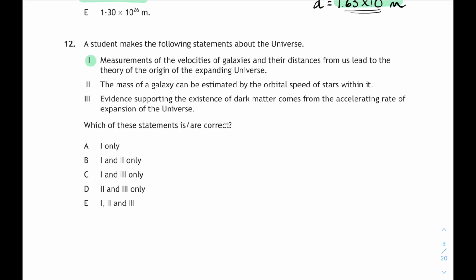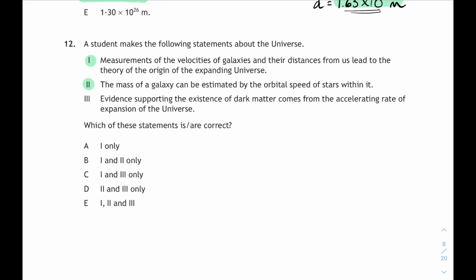Statement 2, the mass of a galaxy can be estimated by the orbital speed of the stars within it. That's true as well, because from the orbital speed of the stars, we can get an indication of the amount of gravity that's required to keep the stars moving in a circular path, and from that we can get an idea of the mass of the galaxy. So number 2 is true.